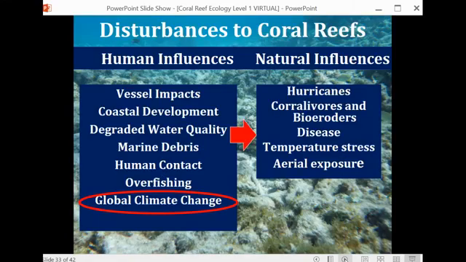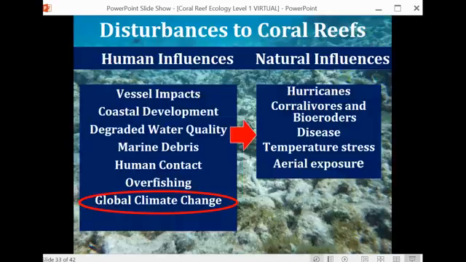The other thing to think about is oftentimes human influences cause these natural problems, or in some instances, basically make them worse. So think about disease may be a natural issue for corals, just like all animals get disease, but in warm water, there's just more disease. So that increasing water temperature is causing more coral disease out there. Certainly not a good thing, okay?